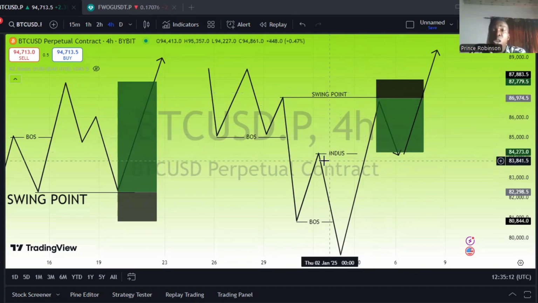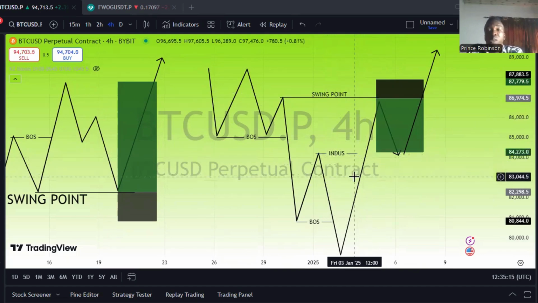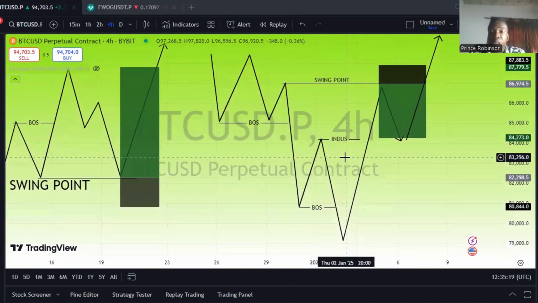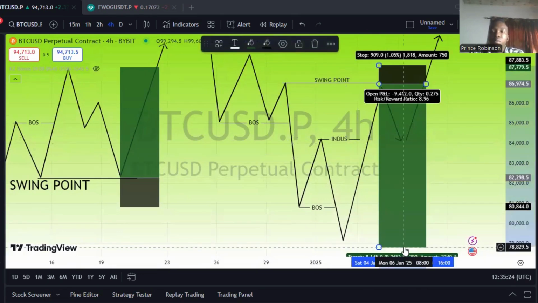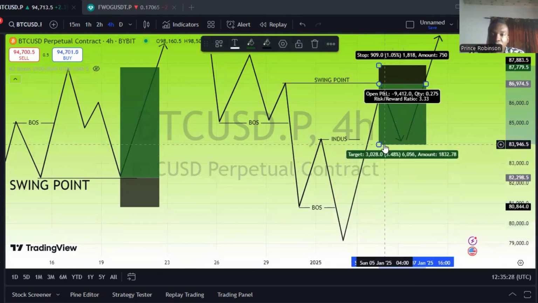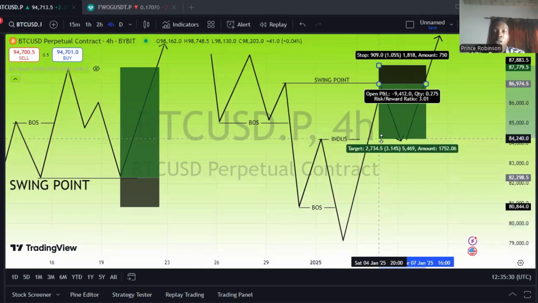In other words, yes, this is an inducement only to this swing. Apparently, it is also a change of character for price to break out this low, which means price has changed character. I'm no longer waiting for it to come down to this level. No, your target should be at the nearest available swing, which is this.